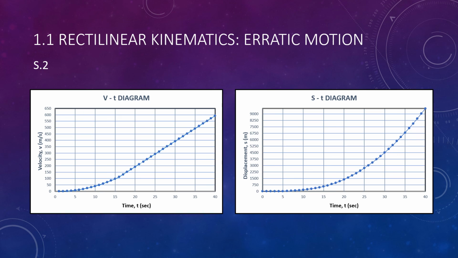When we look at the velocity v-t diagram, the velocity increases between 0 seconds and 15 seconds in a parabolic shape, and the velocity increases between 15 seconds and 40 seconds as a straight line. When we look at the displacement s-t diagram, the displacement increases in a parabolic shape, and when we look at the slope of the curve between 15 seconds and 40 seconds, it is much more than the slope of the curve section between 0 and 15 seconds.